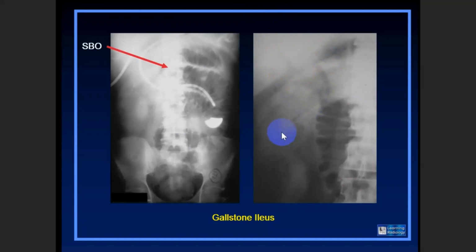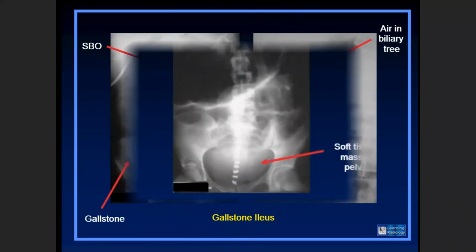So in this case of gallstone ileus, we have dilatation of small bowel due to small bowel obstruction due to the presence of the stone, and pneumobilia, which is presence of air within the biliary tree, the CBD, cystic duct and the intrahepatic biliary radicals. This is gallstone ileus. This is the gallstone. This is called Rigler's triad, which is diagnostic for gallstone ileus.